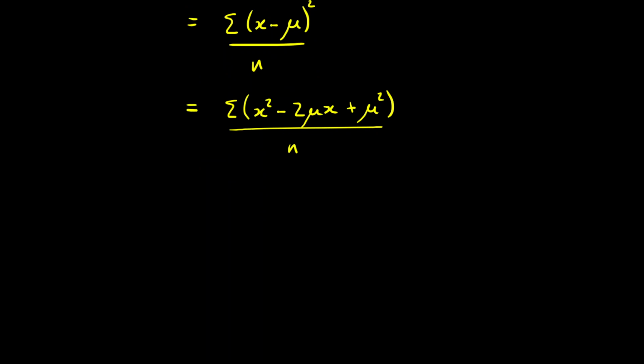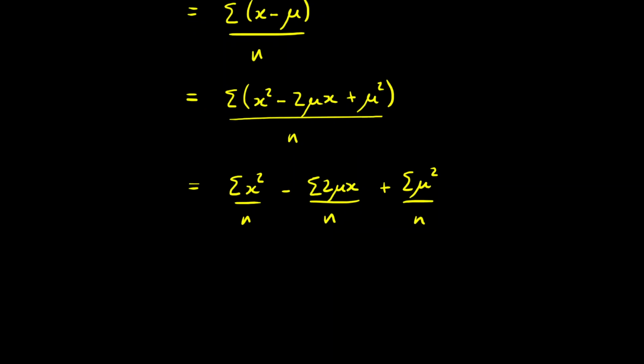Well, now this thing can actually be split up. Right, so we can split up our summation. This is going to be the same thing as the summation of x squared over n minus the summation of 2 mu x over n, plus the summation of mu squared upon n.